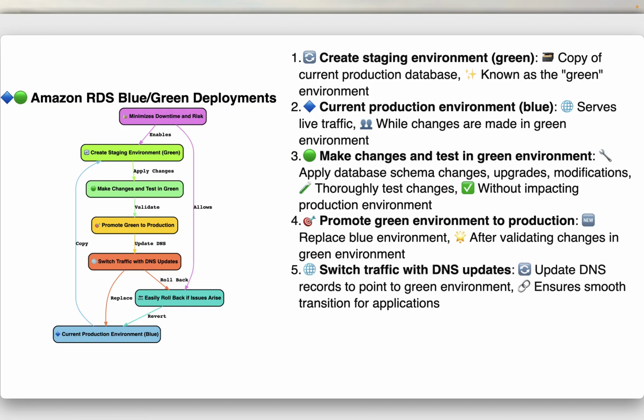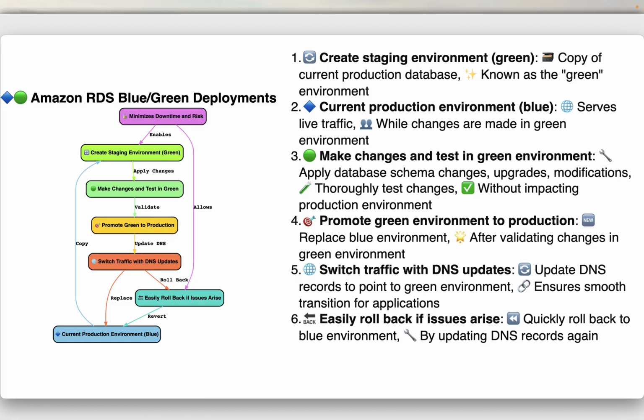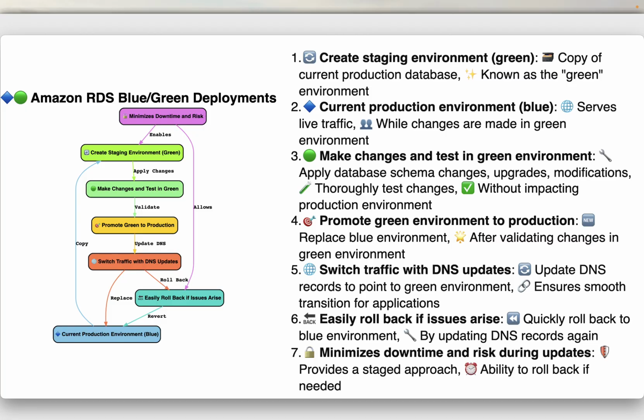Fifth, switch traffic with DNS updates. To switch traffic to the new production, you update the DNS records to point to the green environment's endpoints, and this will ensure a smooth transition. Sixth, easily roll back if issue arises. So if you detect any issues, you can quickly roll back to the previous blue by updating the DNS records again. Seventh, minimize downtime and risk during updates. So Amazon Blue Green help minimize downtime and risk during database updates by providing this staged approach.